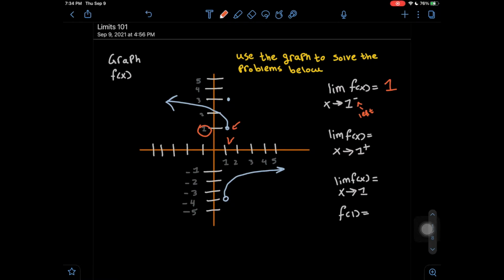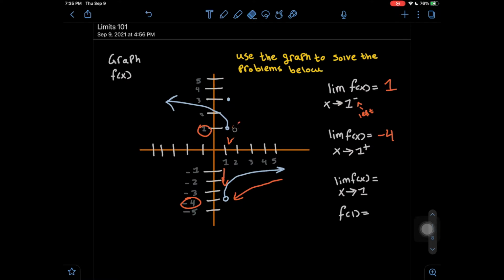Now, question number 2 asks us to find the limit of f of x, this graph, as x approaches 1 from the right. So from the right, we're approaching 1. We have a y value of 1, and we're approaching from the right. And we have a y value of -4. So that's going to be our answer for number 2. Now the limit of f of x as x approaches 1.